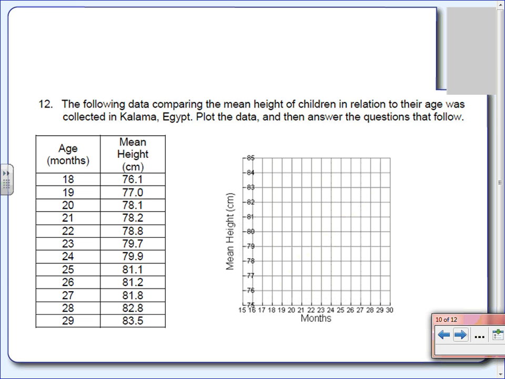On number 12, the following data compares the mean height of children in relation to their age. What we want to do is plot the data and then answer some questions about that. So what I need you guys to do is take each of these ordered pairs and put it on your graph paper. If you haven't done that already, I need you to do that right now. Just take each ordered pair and plot it on your graph paper. I'll give you a minute here so we can take a look at your graph.